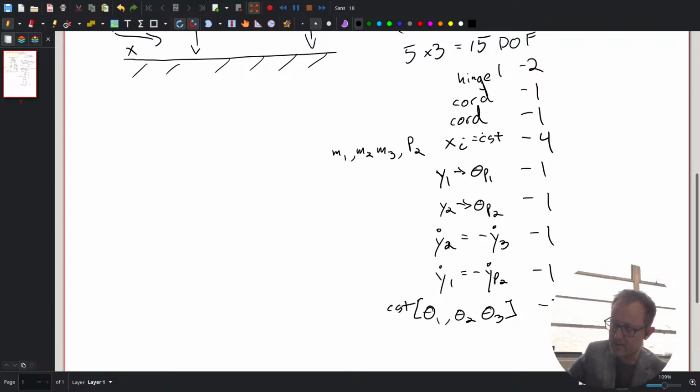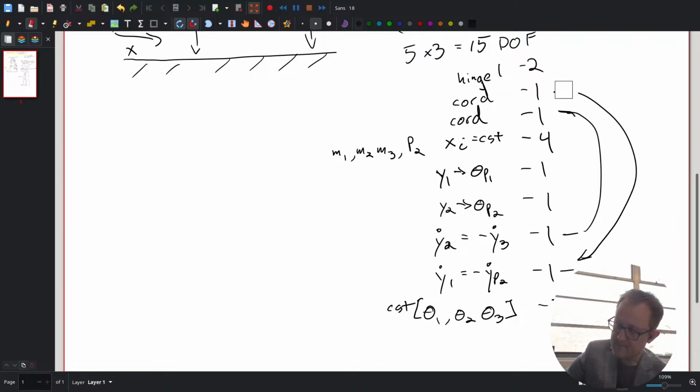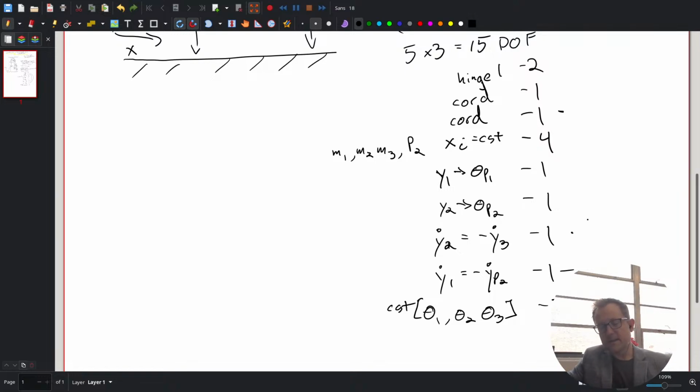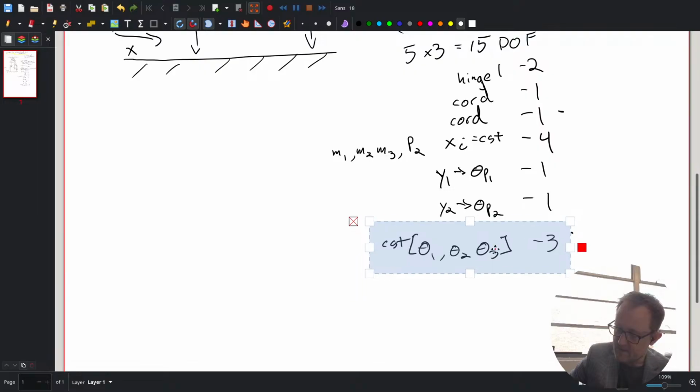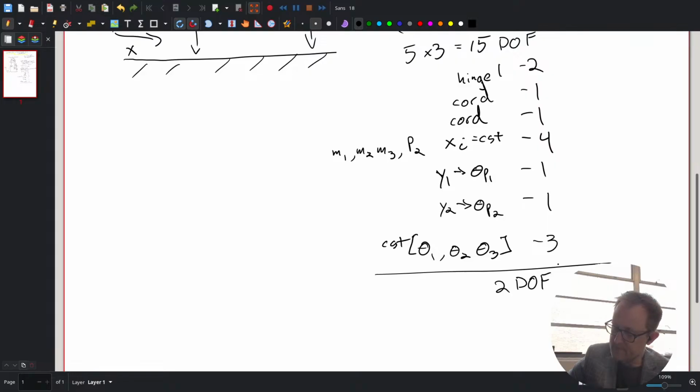Oh, the cord. I double counted the cords. Sorry about that. Because these two constraints are already counted up here, because I just said that the cords exist. So I can't double count the constraint. Well, technically I can, but sometimes you have multiple constraints that are doing the same thing, and then your Grubler count might be negative, but in this case, I don't. I just double counted it. So overall, I have 2 degrees of freedom.